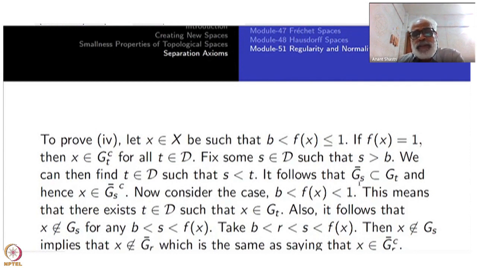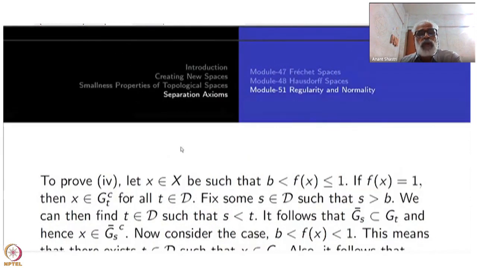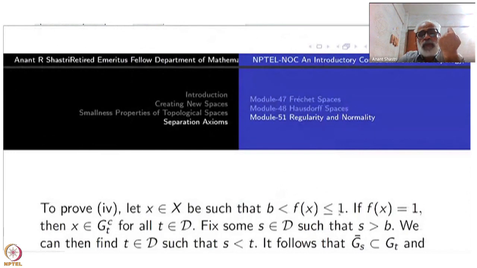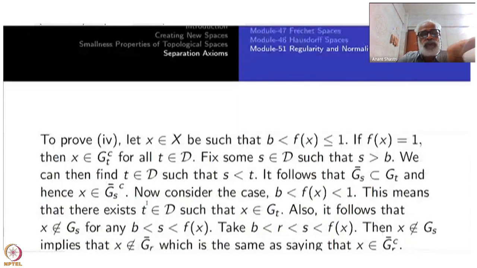It follows that G_s bar is contained inside G_t. This was the choice, property 2, right? And hence x is inside G_s bar complement. Okay, x is in G_t complement, so G_t complement will be contained inside G_s bar complement. Now, one case is over, namely if f(x) is 1, x belongs to one of them. Remember what I have to show: that a point in the left hand side, namely a point with b less than f(x) less than or equal to 1, is in the union of all G_s bar complements and so on. I have found one such G_s bar complement. Now it may happen that b is less than f(x) and f(x) is strictly less than 1.